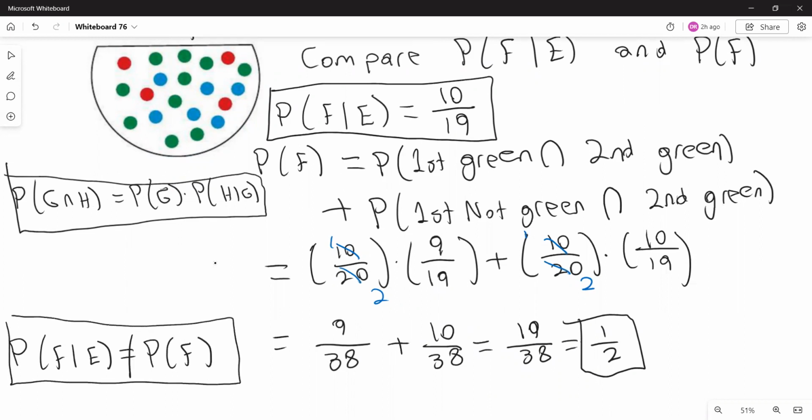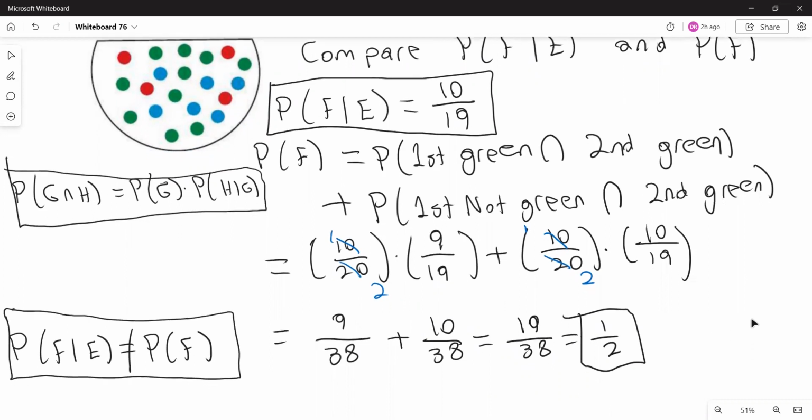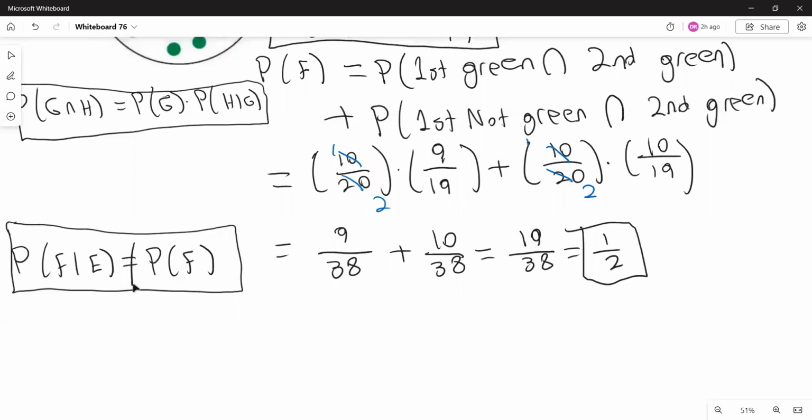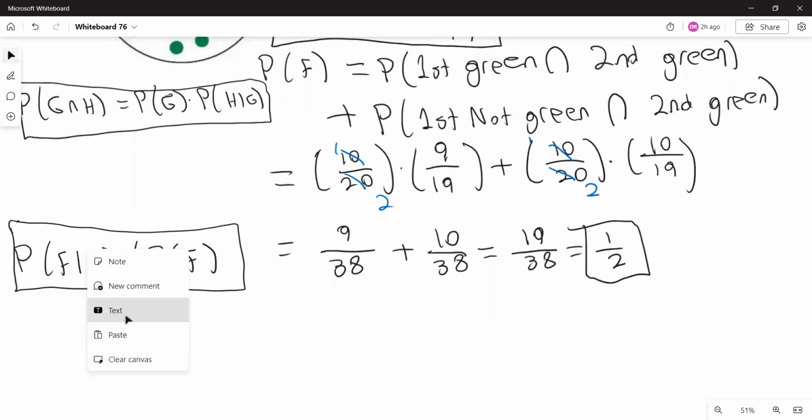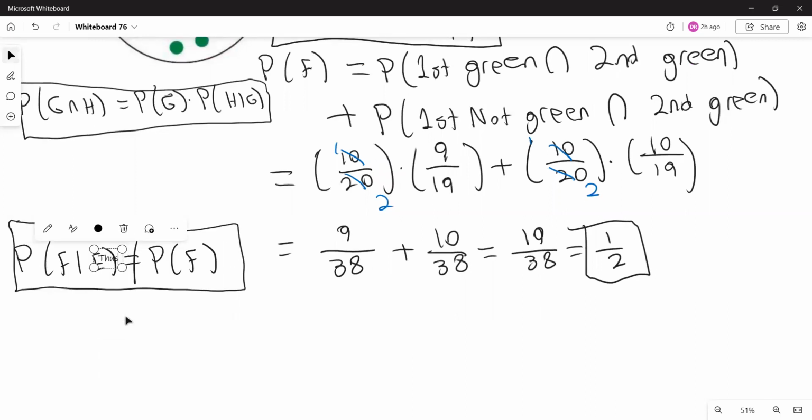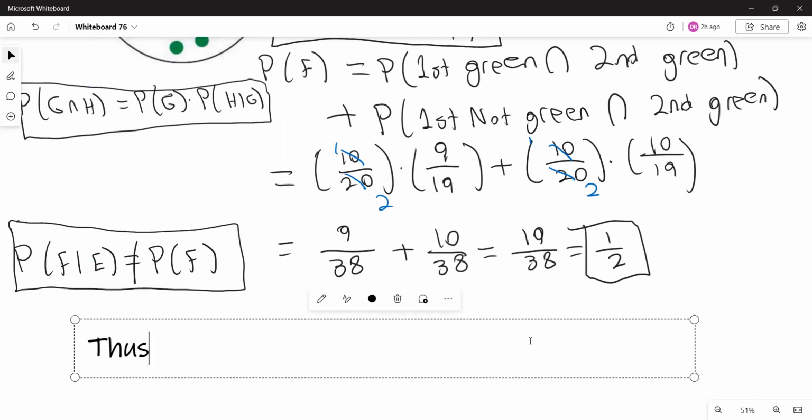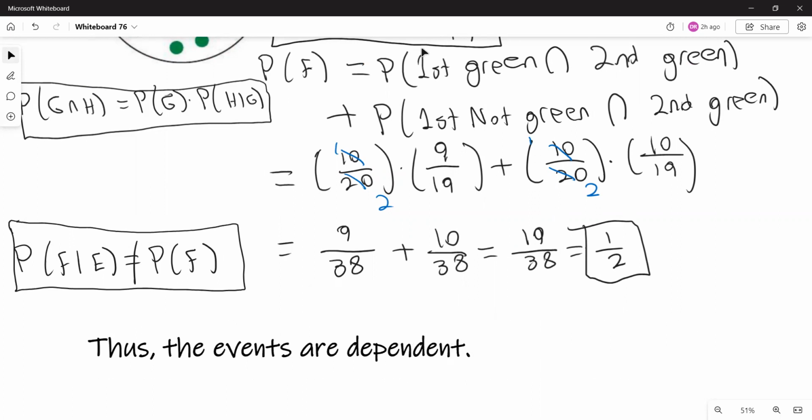So you're selecting items without replacement. That means the second event is going to be affected by the outcome of the first. So the conclusion is that the events are dependent. Thank you for listening.